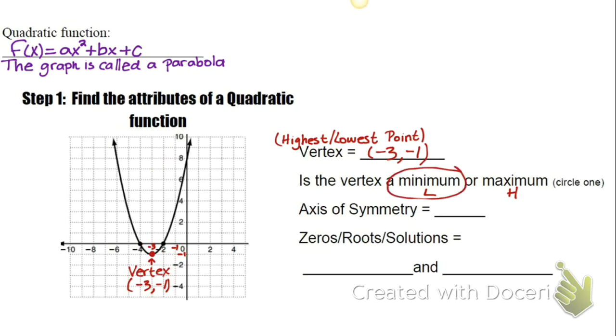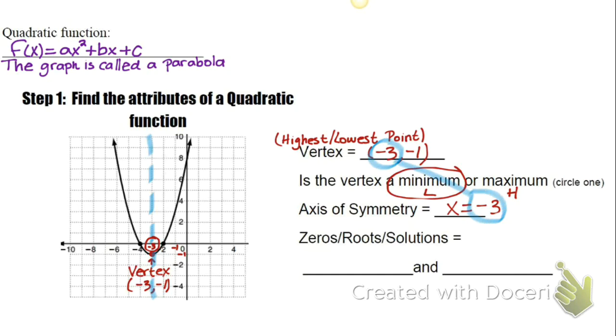Now we need to identify the axis of symmetry. The axis of symmetry is an imaginary line that cuts the parabola in half. The axis of symmetry is a vertical line, and it cuts through the x-axis, so the equation for the axis of symmetry is going to be x equals. Now, what x value is it cutting through? It's cutting through the x value of -3, so that means that the equation is x equals -3. Remember that the x value of your vertex is the same x value that we're using for the axis of symmetry.